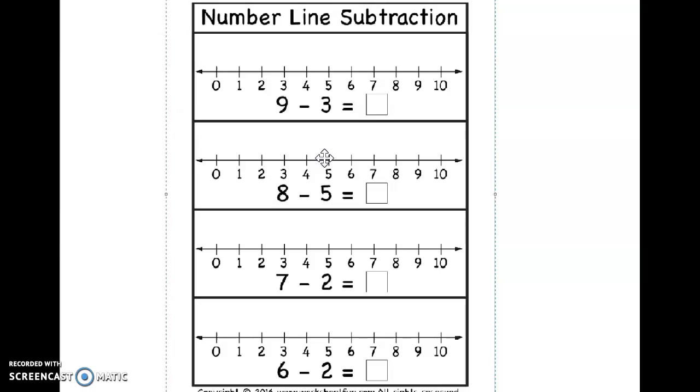in order to find the answer to the subtraction equation. Okay, so Ms. Garcia is going to show you an example of how you're going to complete this worksheet today. Okay, I'm going to do this first problem and this second problem. And then you are going to do all 4 problems. Okay? All right, so let me get a marker here.